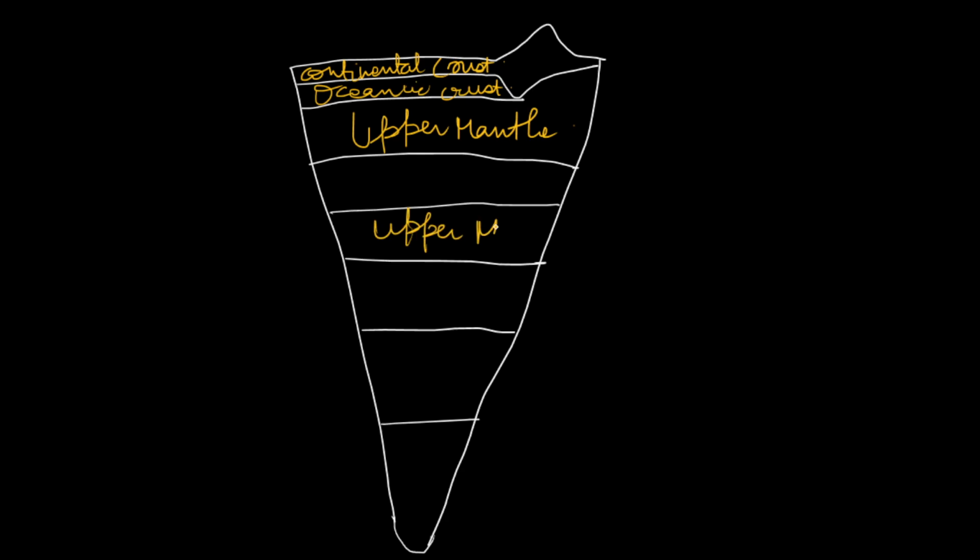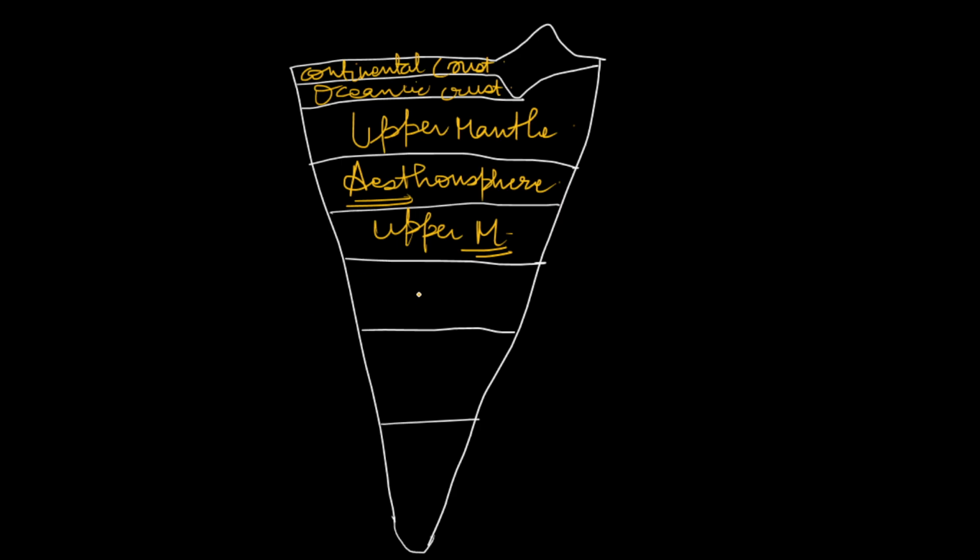Let me explain. In between the upper mantle, in the layer of upper mantle only, in some portions of the upper mantle, we will find the asthenosphere. So this asthenosphere is the region for the coming of lava and magma. Okay, so this asthenosphere is present in the upper mantle only, remember it.